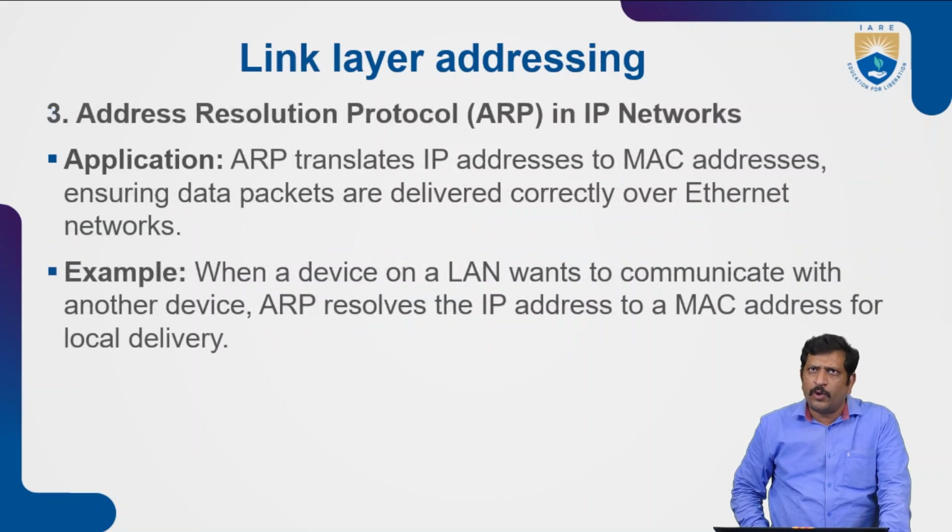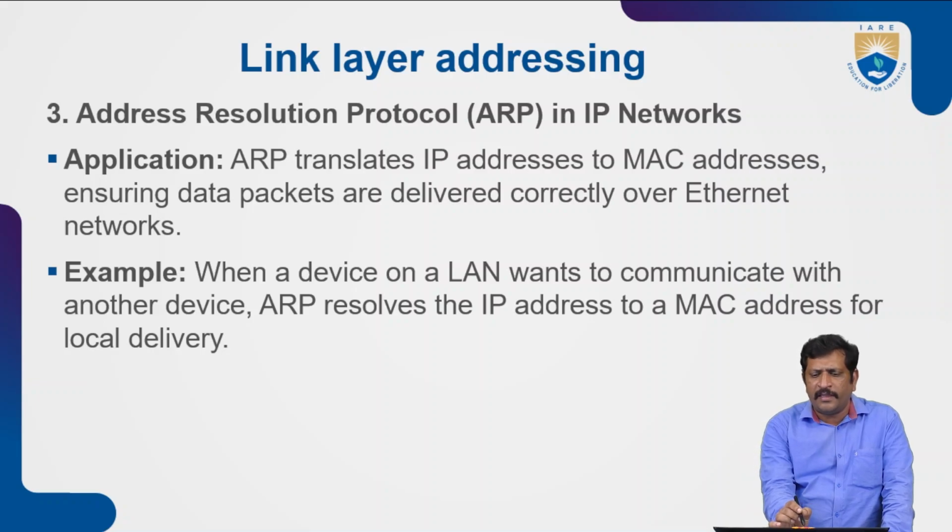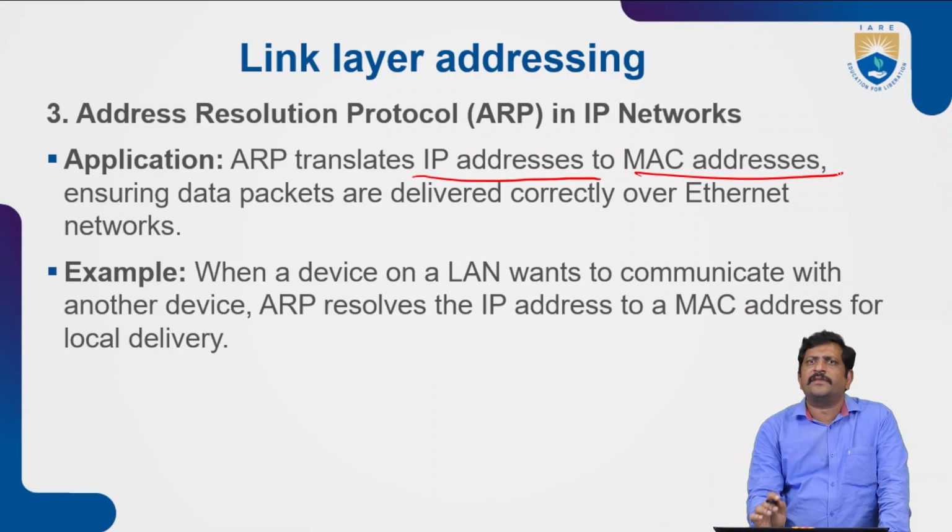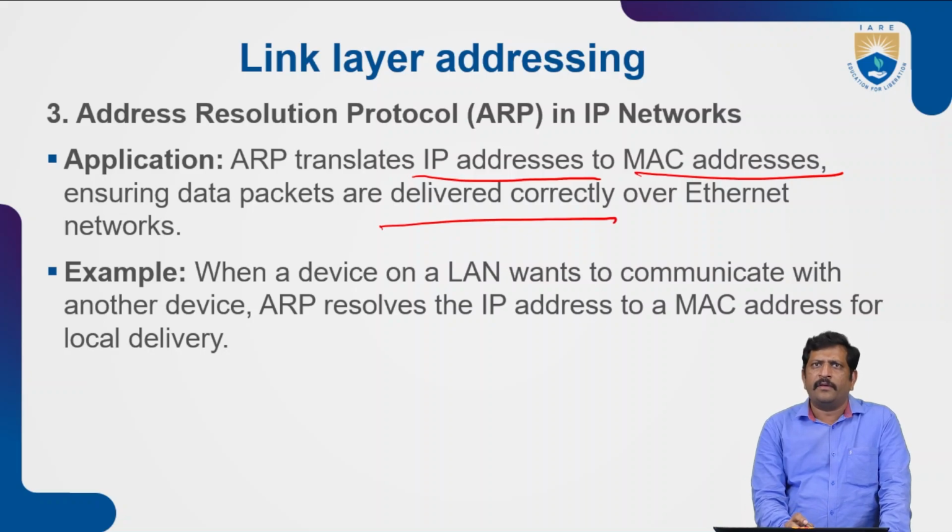And Address Resolution Protocol. Mainly this Address Resolution Protocol is used for mapping the link layer address to the network layer address of a particular device over the local area network. ARP translates IP addresses to MAC addresses, mapping the IP address to the MAC address. By mapping the IP address to the MAC address, the data frames or data packets can be delivered to the correct device over the Ethernet network.